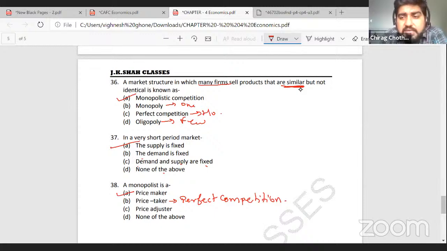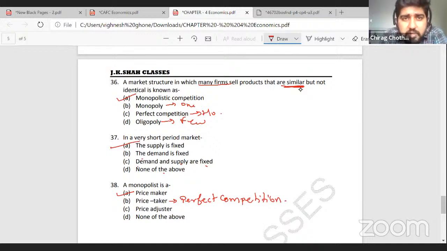Price maker. Why? Because when you are having a monopoly in the market, you are the only one who will be leading the entire market. So you can determine the price as per your wants. You need not get influenced by anyone else in the market, right? So who is a monopolist? A monopolist is the one who sets the price in order to earn the highest level of profits. So a monopolist will be a price maker.